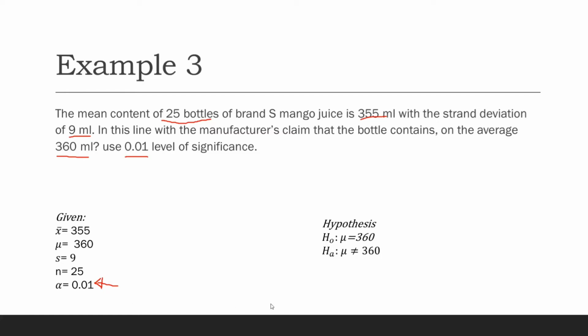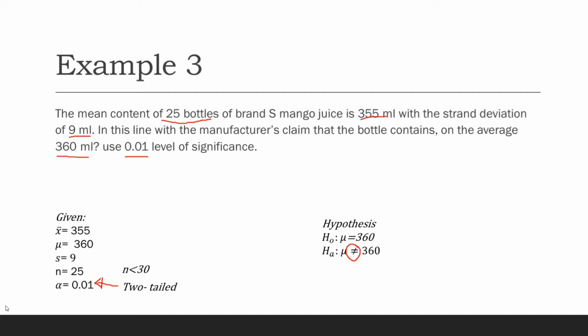Since our alternative hypothesis is not equal, we can't identify if nasa positive siya or nasa negative side of the normal curve. So therefore, the alpha is two-tailed. Next is to identify which test statistic we are going to use. So if n is less than 30, then t-test is the best test statistic to use. So n is 25, so t-test ang gagamitin natin.